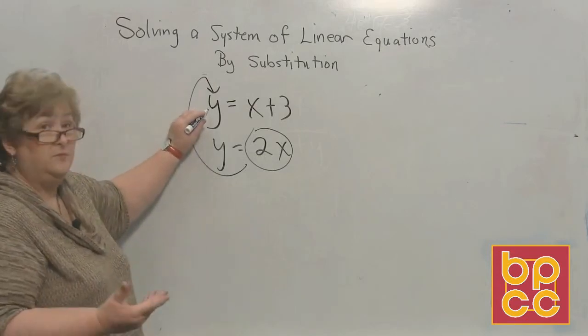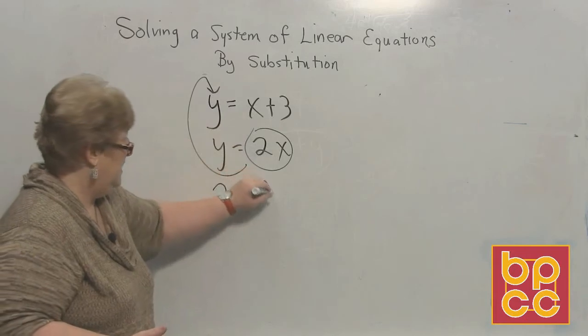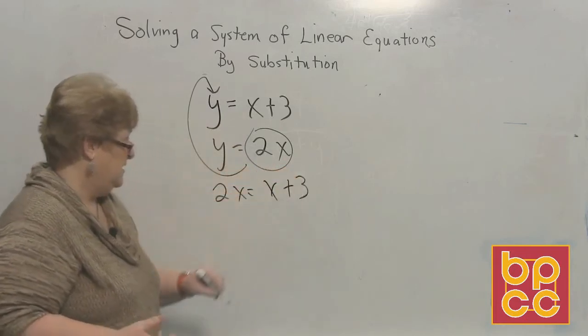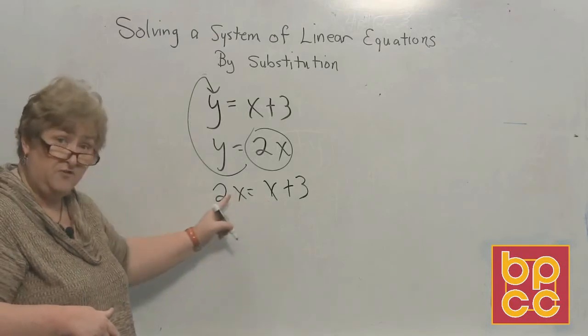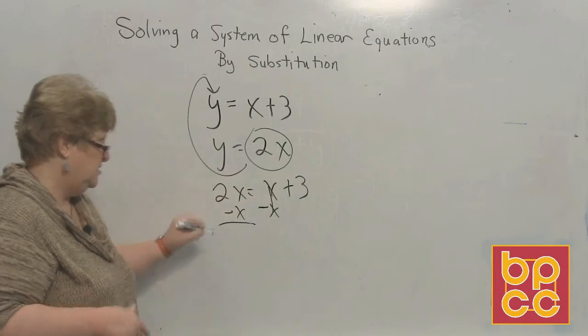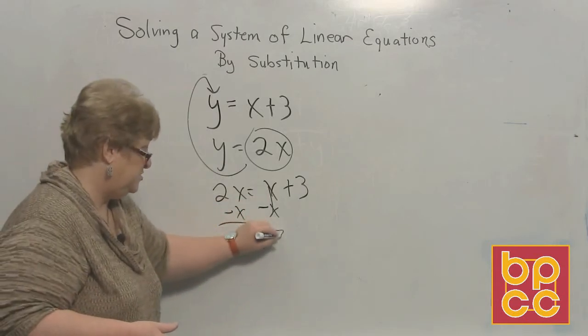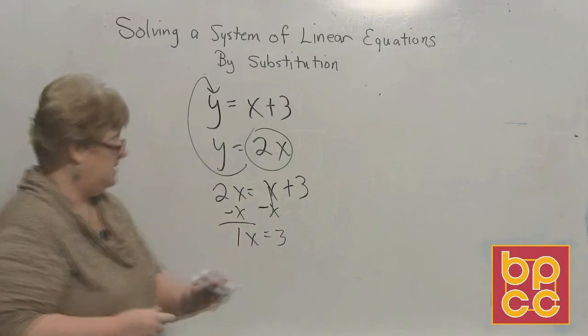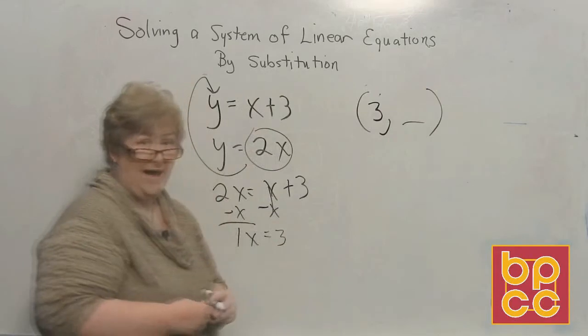So what's y? 2x. 2x is equal to x plus 3. Now you know we've got to get our x's together. So don't we need to move this over here by taking away an x, take away an x, 2x take away 1x is 1x is equal to 3. Okay, let me put that. X is equal to 3 and we're trying to find out what y is.